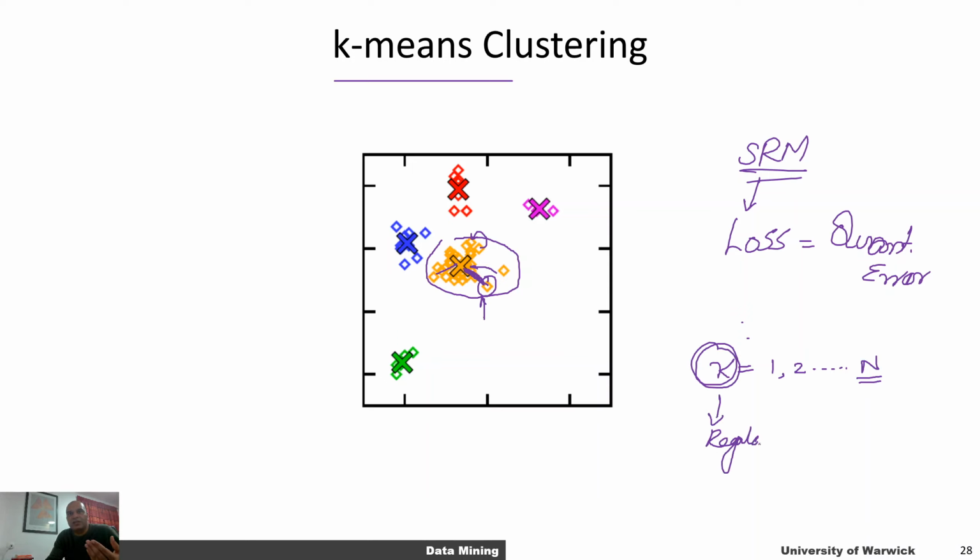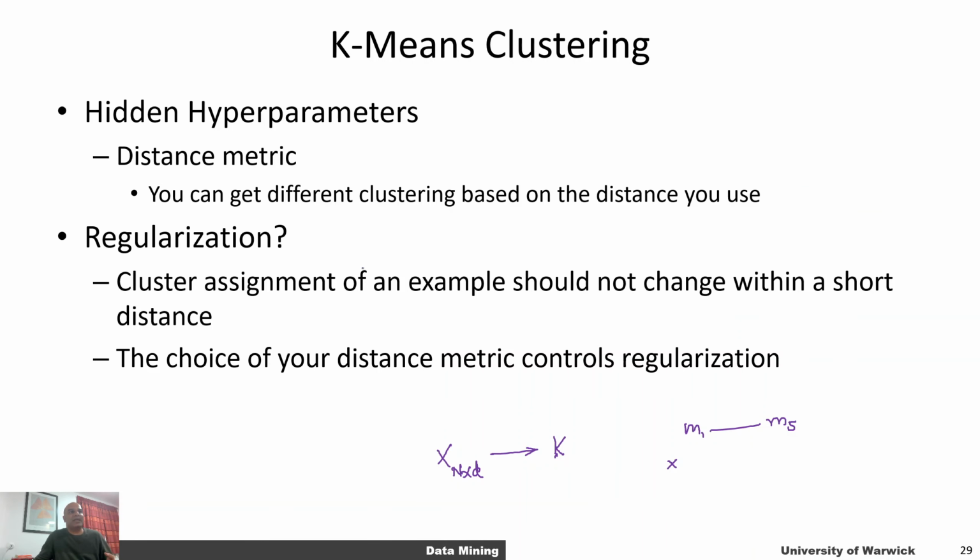Okay? So think of regularization and the loss function for this, and you would be able to write out a mathematical formulation for k-means in terms of SRM as well. Okay, so that's how it relates to our SRM understanding, right? So the choice of your k value controls the regularization, and at the same time, the choice of your distance metric also has an effect on regularization. Okay, and you can get different clustering based on the distance you used.